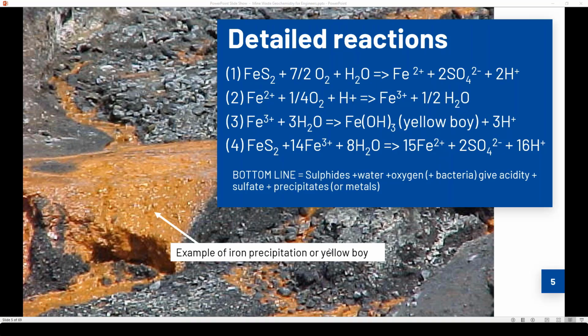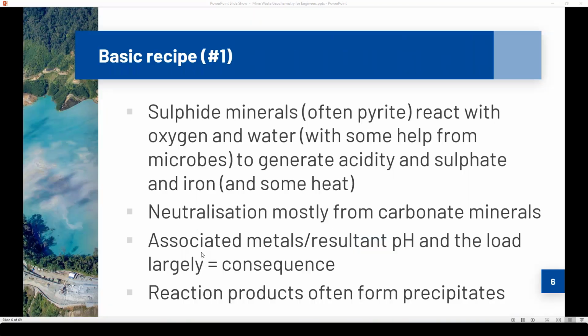So bottom line that we'll focus on throughout this presentation: sulfides plus water plus oxygen in the presence of bacteria give us acidity plus sulfate and precipitates and/or metals. And all of those can be important for our designs. So, basic recipe, and I'm going to repeat this basic recipe throughout the presentation.